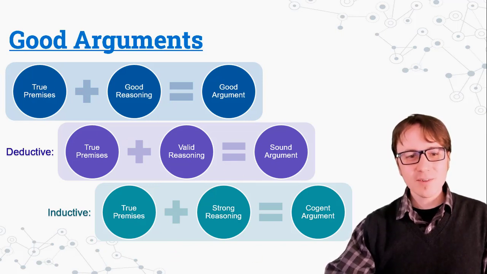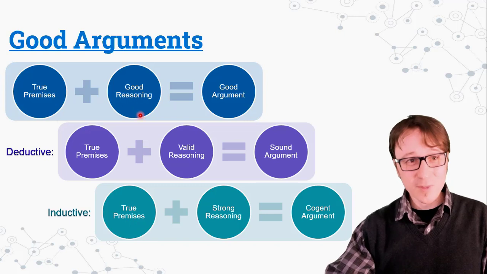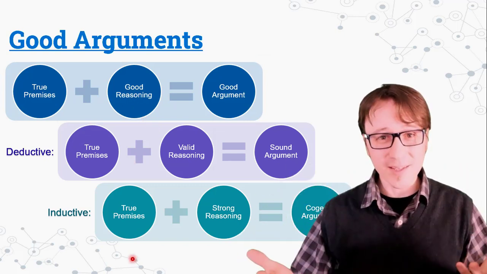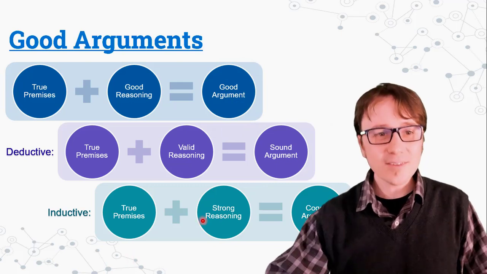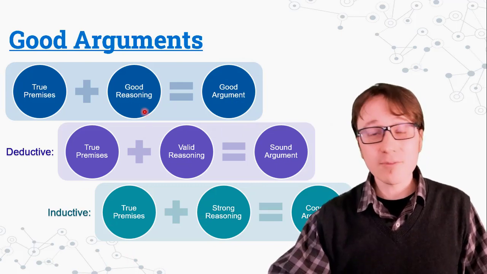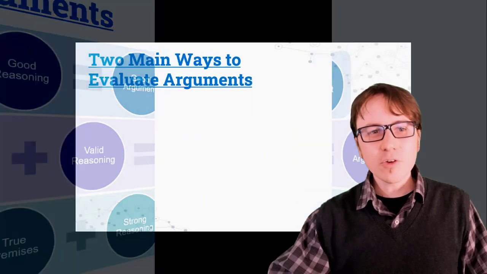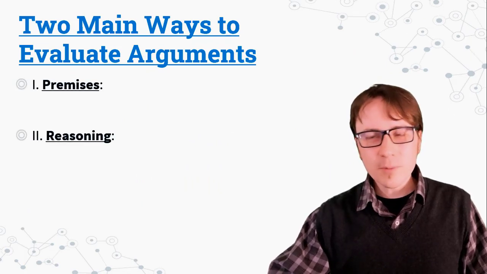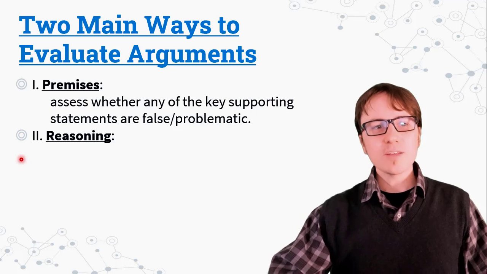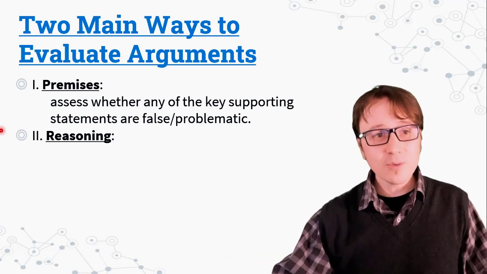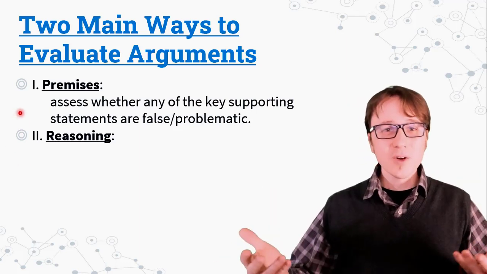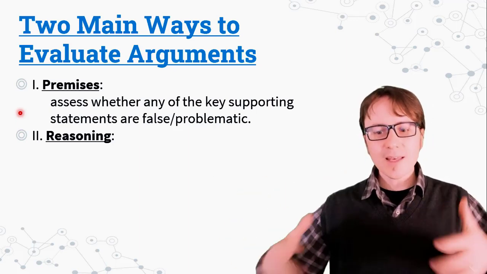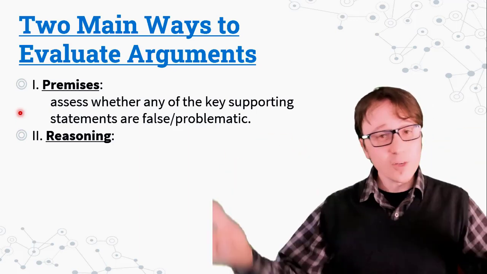Now, note that when we are assessing whether an argument is a good argument, we don't just look at the conclusion and ask whether we agree with it. Instead, we're asking, does it have true premises? Does it have good reasoning? So let's look at both of those ways here for a moment. We can assess the premises, and we can assess the reasoning. When we assess the premises, we're simply asking whether those premises are true, or if they're problematic or uncertain. If there's any doubt to them, that doubt is cast on the argument as a whole.